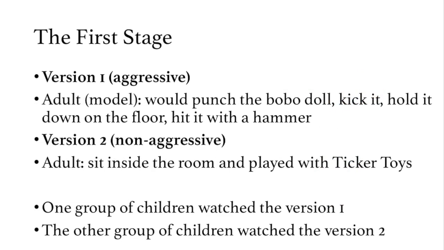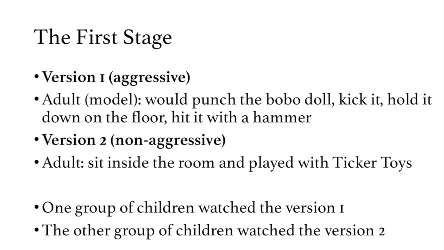At the first stage of this Bobo doll study, there were 2 versions. The first version, the aggressive one, was that the adult would punch the Bobo doll. The model would kick it, hold it down on the floor, and hit it with a hammer and things like that. The adult, the model, was very aggressive. The second one showed another adult who just sat inside the room and played with tinker toys.